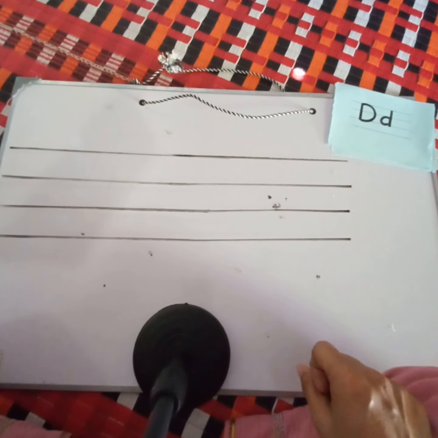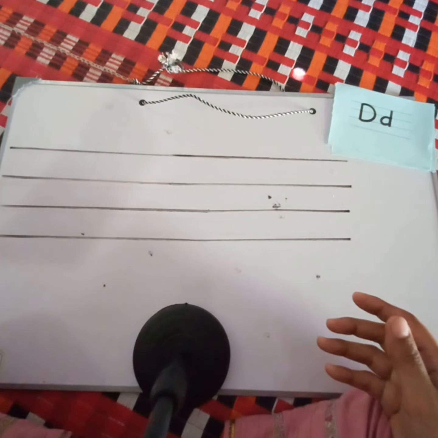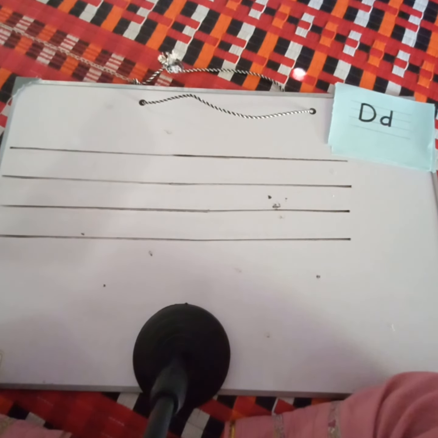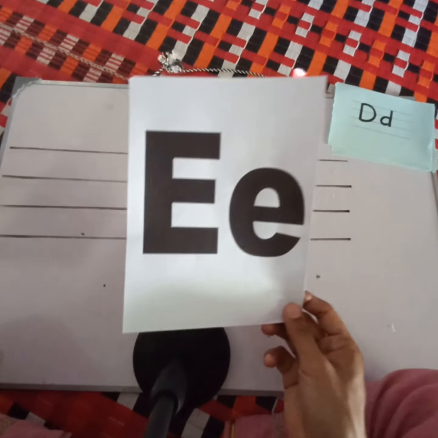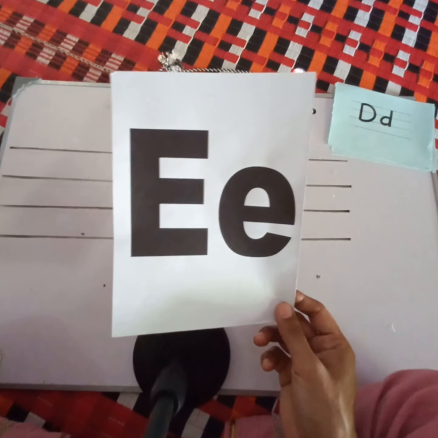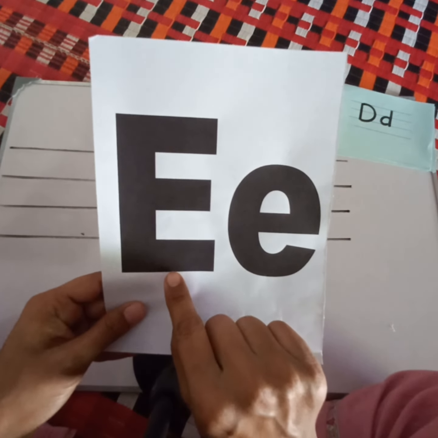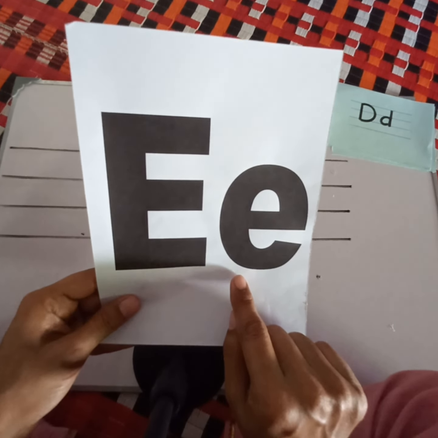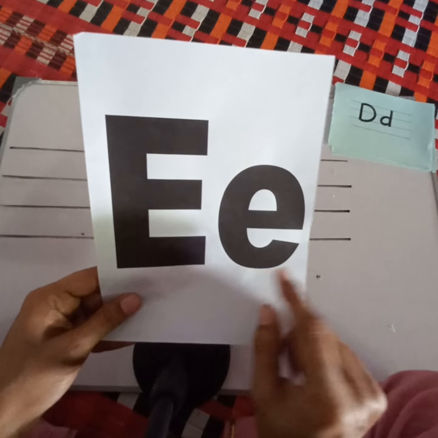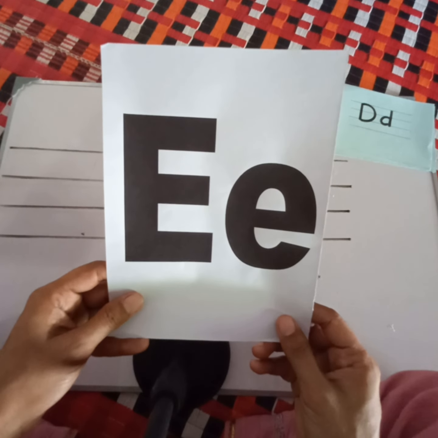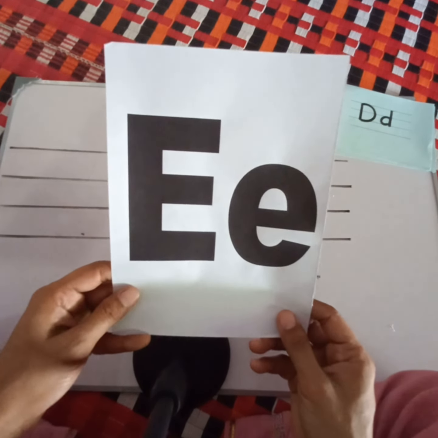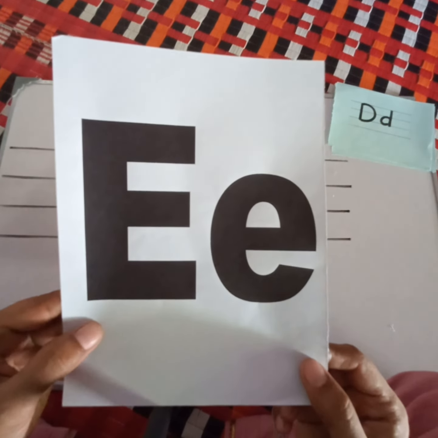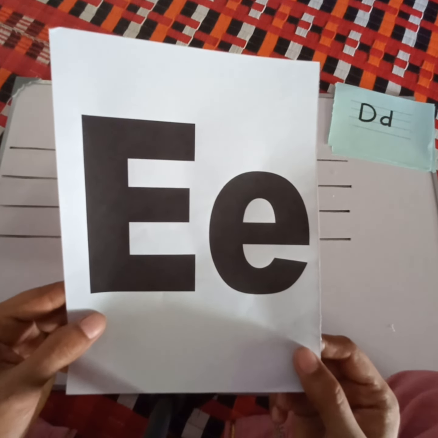When we see the letter E, we make the sound A. This is letter E. This is uppercase E and this is lowercase e. Can you make the sound with me? A. Letter E makes the sound A.